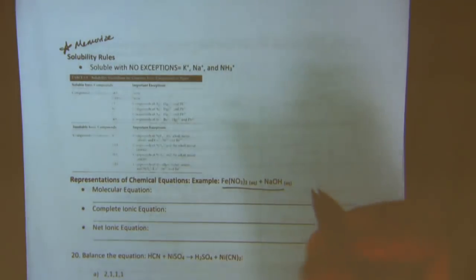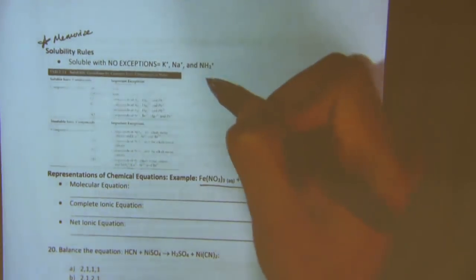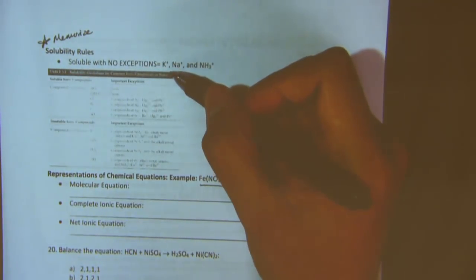So representations of chemical equations. An example of this would be this one. We would do a double displacement in which we get the products Fe(OH)3 plus NaNO3. And in this case, based on solubility rules, hydroxide is only really soluble with ammonia and alkali metals. So this would be our precipitate, and this would still be aqueous.